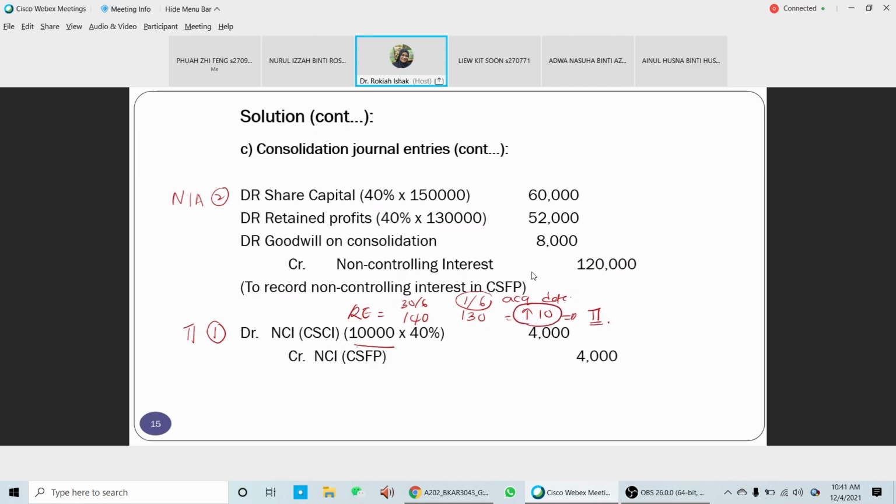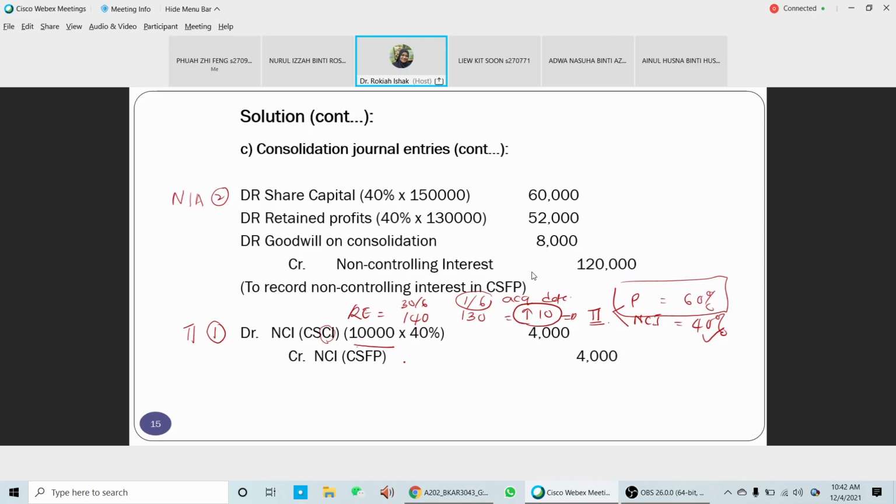Parents have 60%. But for parent, we don't come for this one yet. We just prepare for NCI only. Okay, so for the NCI, debit NCI, statement of comprehensive income, because we want to transfer from RE or from profit to the statement of financial position. So debit here 4,000 and then 4,000 for this one.